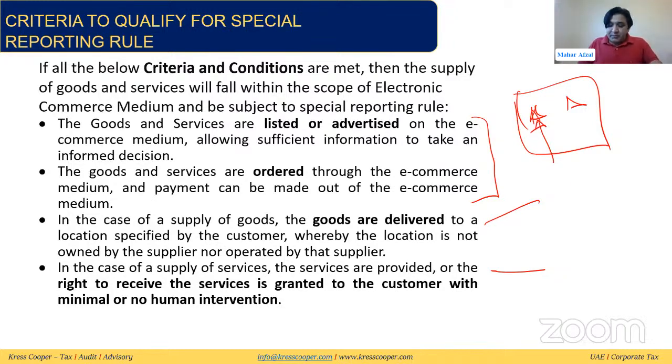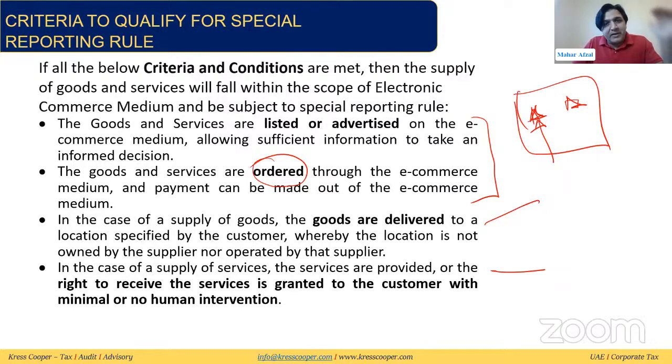They will be able to make the orders on the e-commerce platform. This is the second condition. The consumer has seen the goods and services listed on the platform, their price is shown, and they can make intelligent decisions because sufficient information is there. Then they must be able to place the order online as well. Payment doesn't matter. Maybe you are paying through the bank, through the e-commerce platform, or through cash, it doesn't matter. But you must be able to place the order through the platform.